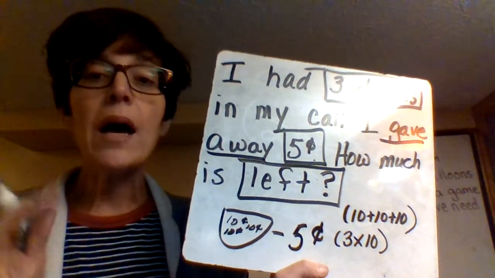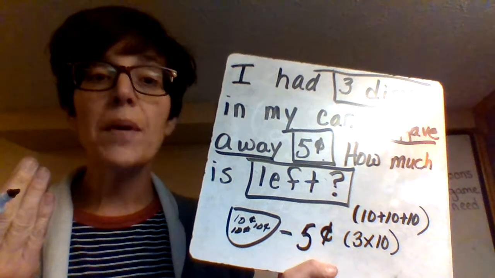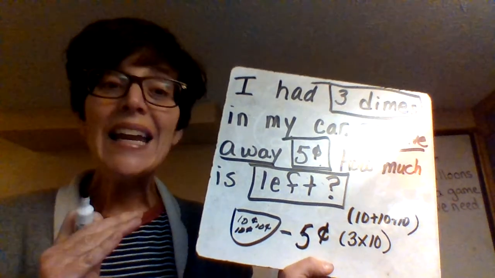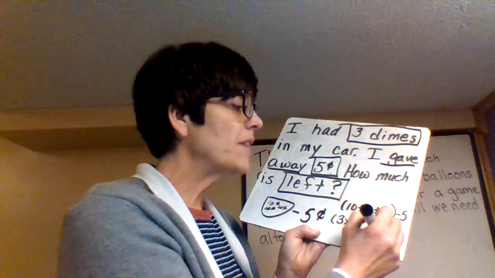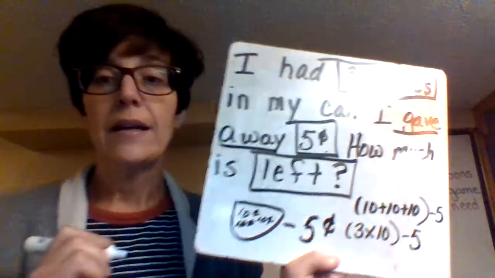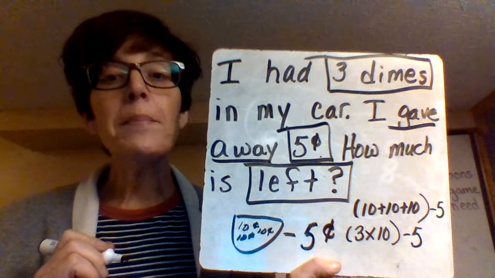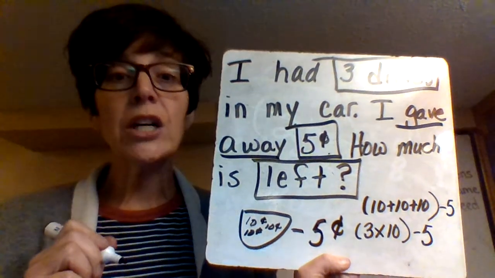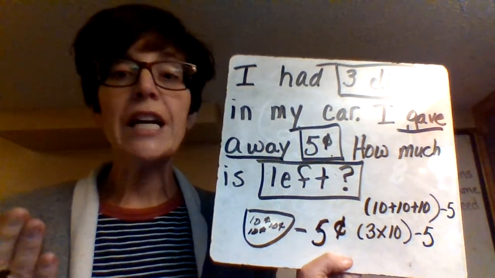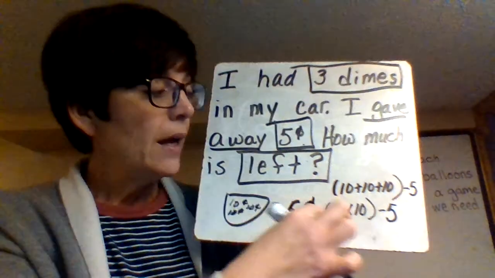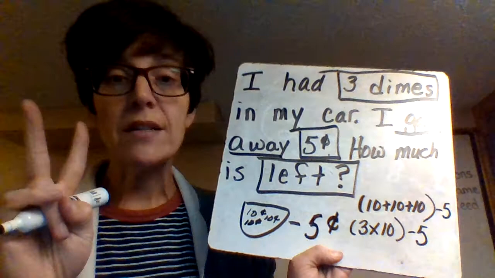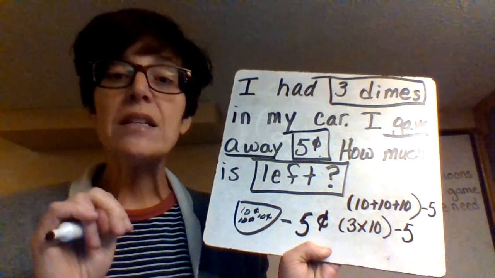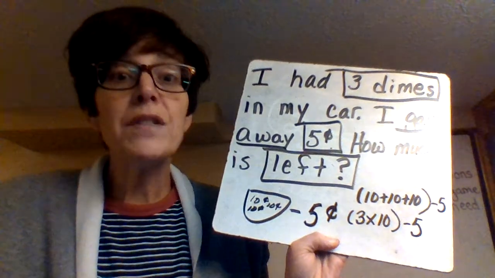Then, once I know how much the value is of my 3 dimes, then I'm going to find out how much I have left once I've given 5 cents away. Now, remember on Monday, we talked about proving our answer. Here you go, right here. Here's a great way to prove it. I have showing this problem with 2 different equations. If I come up with the same answer in both equations, then I've proved it.